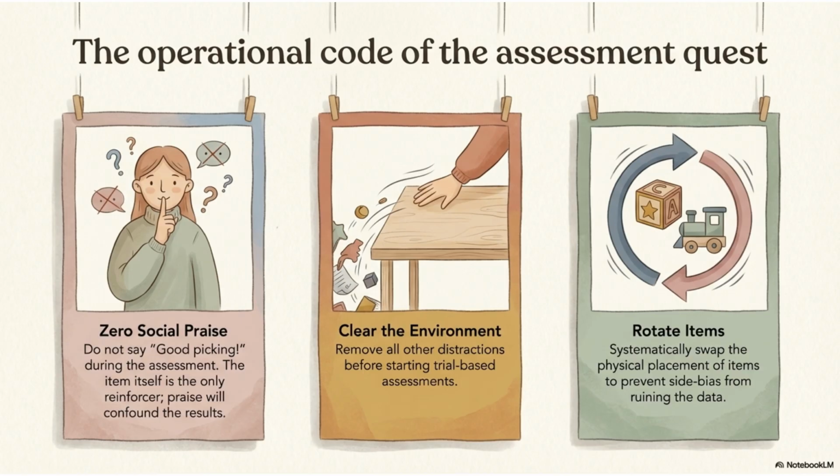The operational code of the assessment quest includes three main points. Use zero social praise to avoid confounding results, as the item itself is the only reinforcer. Clear the environment of all other distractions, and rotate items to prevent side bias from ruining the data.